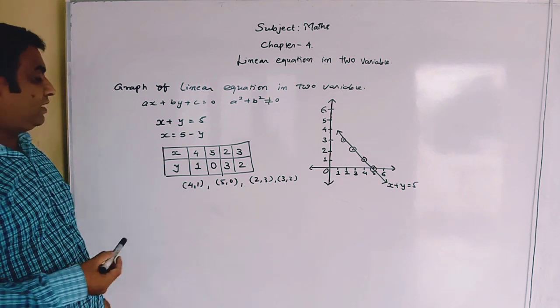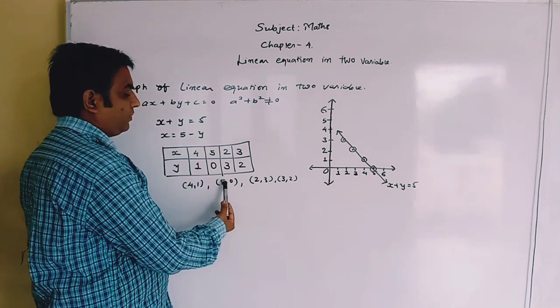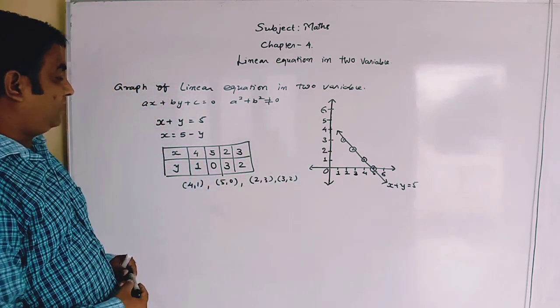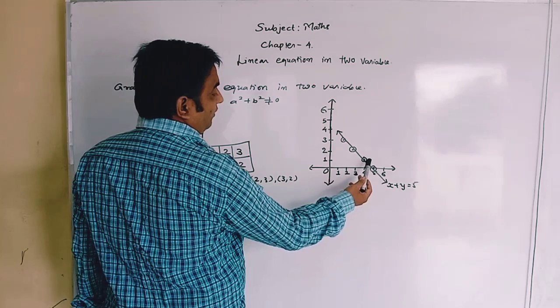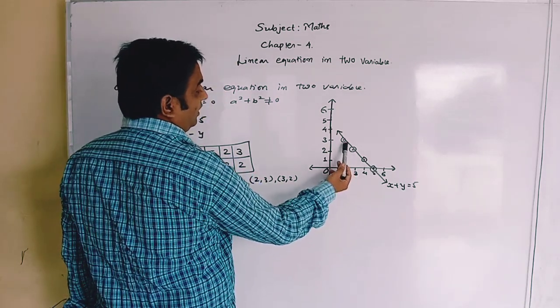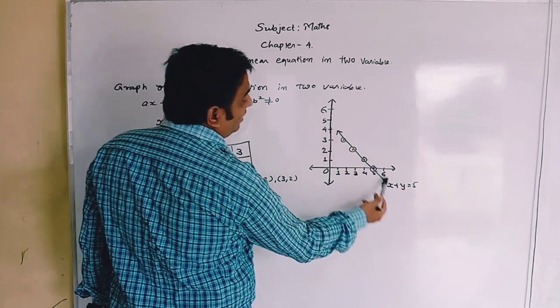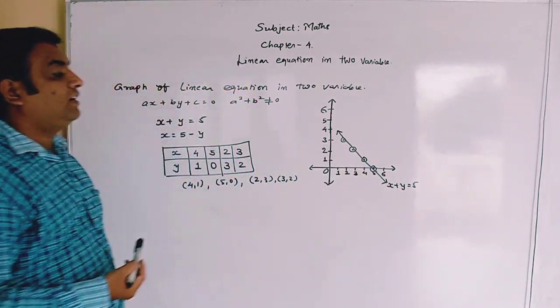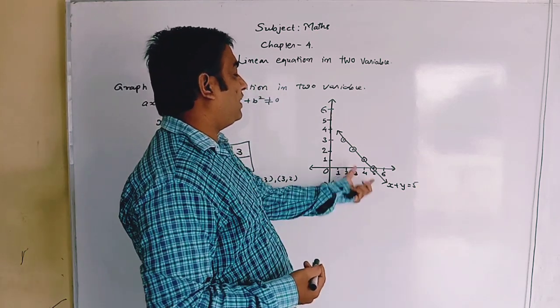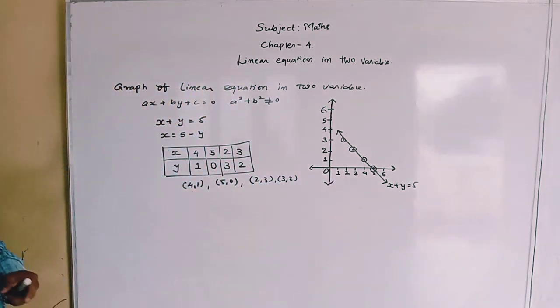Like in the third chapter, we mark the solutions (4, 1), (5, 0), (2, 3), (3, 2) in the graph. Then we join the points and we get a straight line. So we can see that the graph of a linear equation in two variables is a straight line.